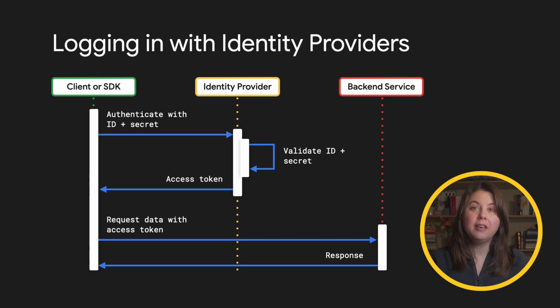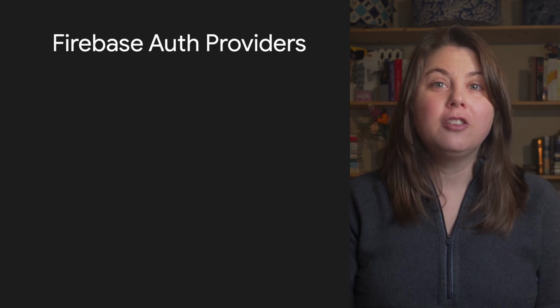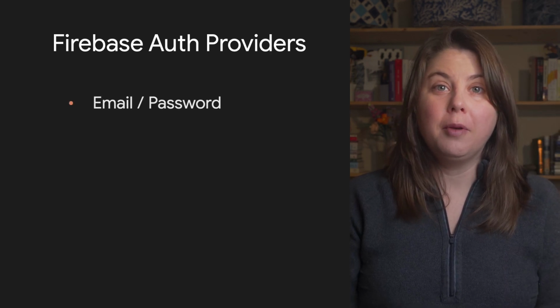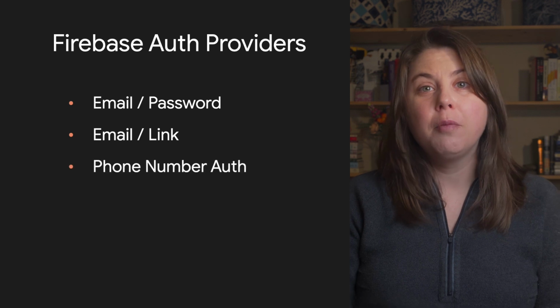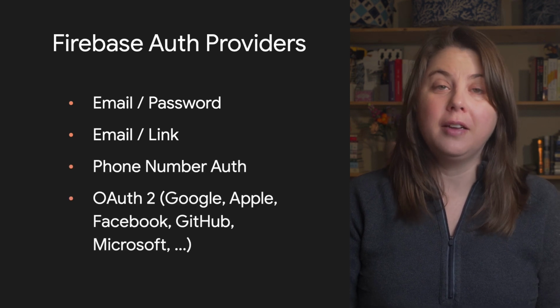The federated identity providers use a common standard called OpenID Connect, or OIDC for short, which is based on OAuth2, which is an industry standard for authentication. Firebase authentication supports all these forms of auth: email and password, email and link, phone number auth, and lots of OAuth2 providers like Google, Facebook, Apple, and GitHub.